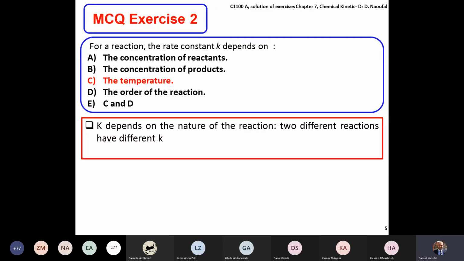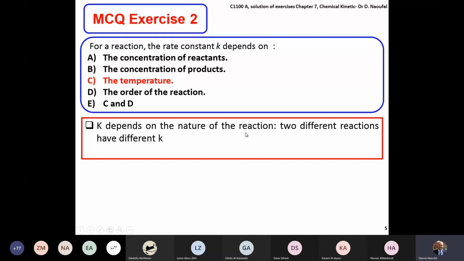It does not depend on the concentration of the reactants, nor on the concentration of the products. And in the slides, I explained the dependence of K on the activation energy. K does not depend on the activation energy. The activation energy for a certain reaction is constant. If you add a catalyst, for example, you change the activation energy, but you change the nature of the reaction. So K of the catalyzed reaction is not the same as K of the same non-catalyzed reaction. So as a conclusion, K is only temperature dependent.